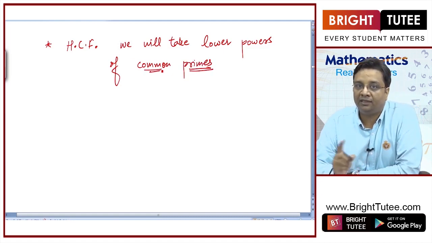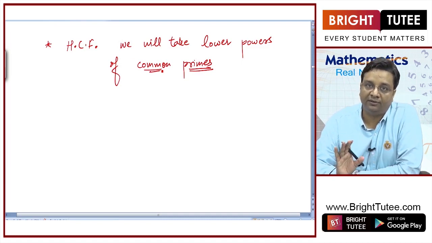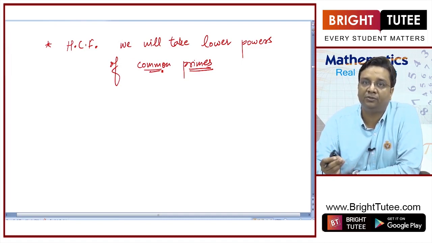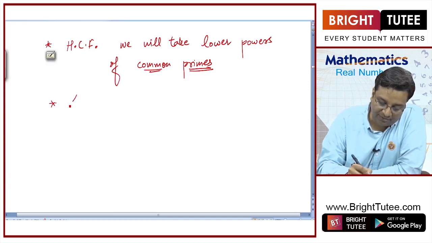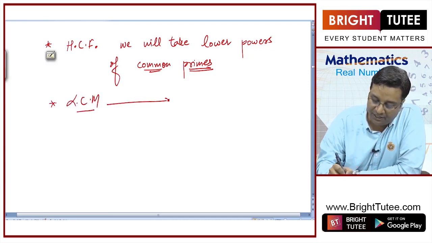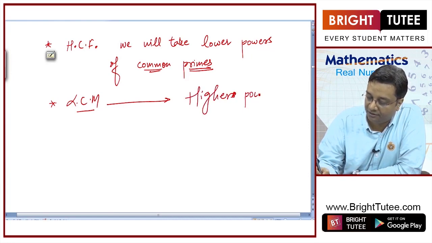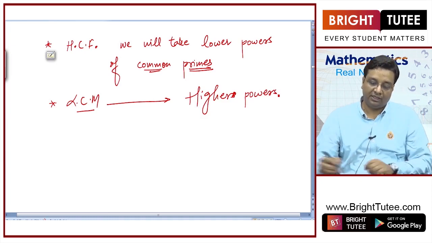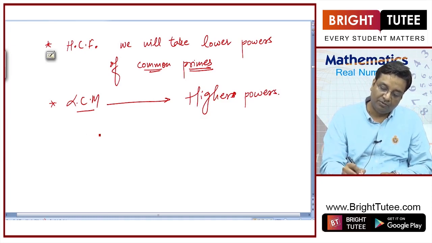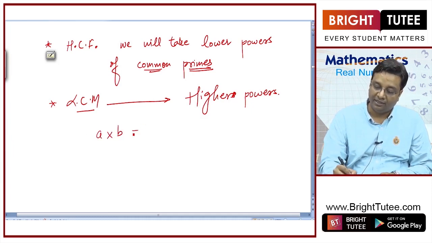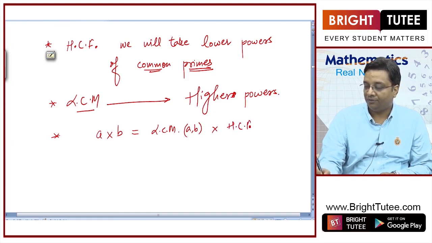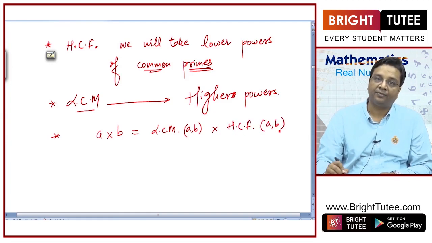Okay. And for the other, if it is not common, we will not consider it, or we will consider the 0th power, 3 raised to power 0. For LCM, we will take higher powers. So this is LCM, and if there are two numbers, let's say A and B, if you multiply those numbers A and B, it will be equal to LCM of those numbers into HCF of those numbers, right?